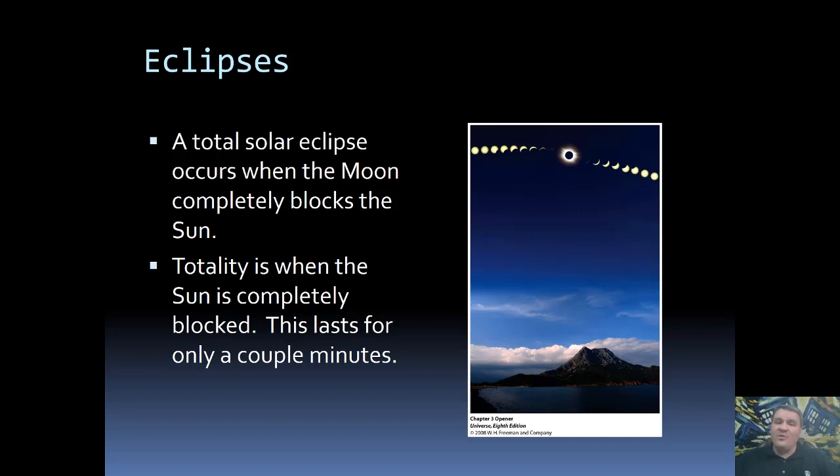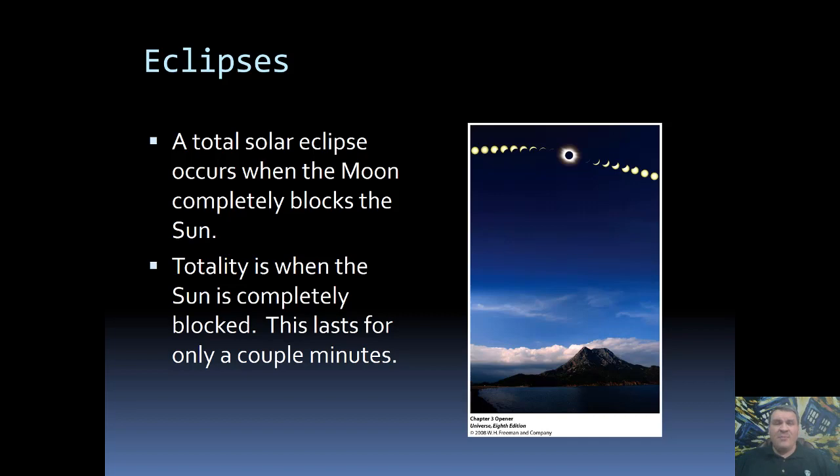Anyway, so a total eclipse occurs when, from our point of view, the moon completely blocks the sun. So, what part of a shadow are you standing in if you see a total solar eclipse? I hope you're thinking umbra. Okay, so you'll be in the umbra of the moon's shadow if you see a total solar eclipse.